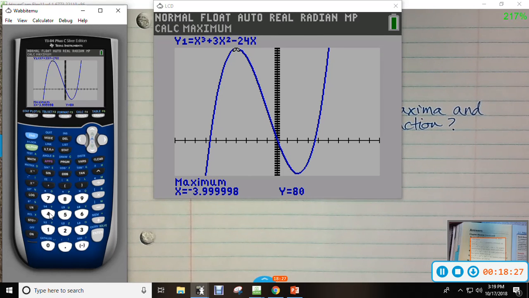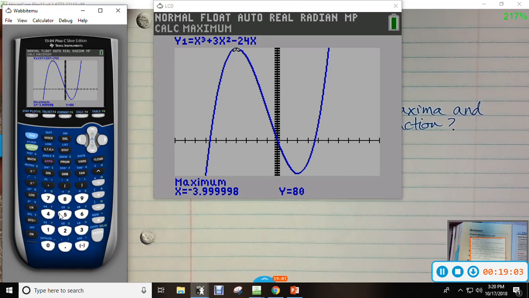Now, depending on exactly which points you selected, it might give you negative 3.99998, or it might end in a 5. You might end up with exactly negative 4. It's because of the resolution, the pixel sizes, and that kind of thing. But even if we round all of the possibilities we could have gotten to 2 decimal places, what are you going to get for your ordered pair? 2 decimal places is going to round to negative 4, comma 80.